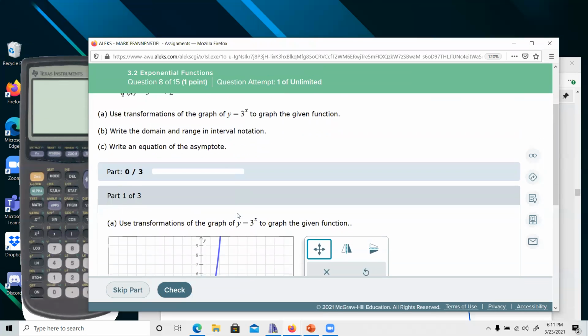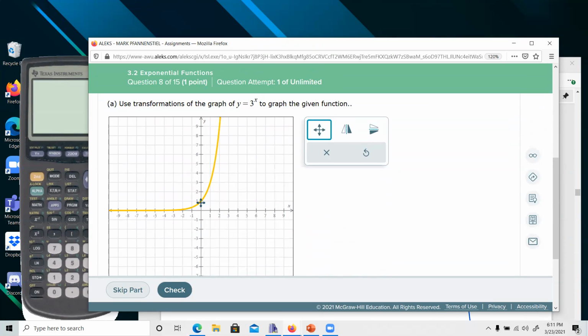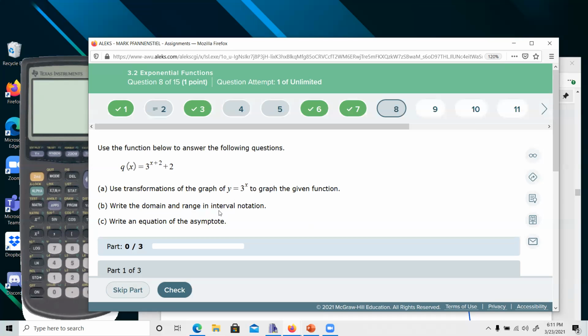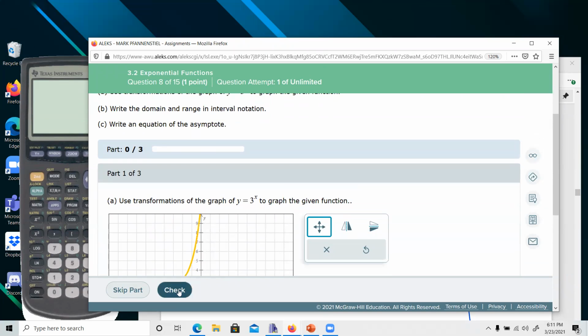Transformations to graph a given function. So we're going to move up by 2. So here's 1, 2. And then we're going to move over to the left by 2. Here's 1, 2. And you could have done it either way. And again, that 0, 1 point, that's the easiest to kind of mess around with. Did I have anything else? I did not.